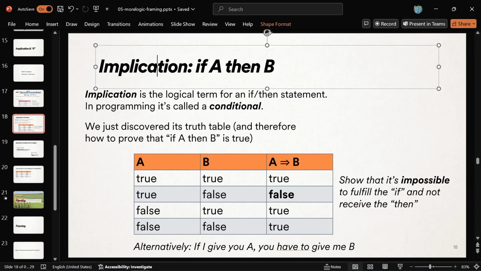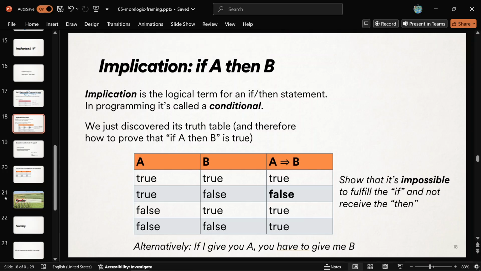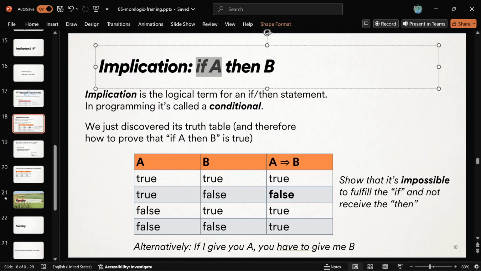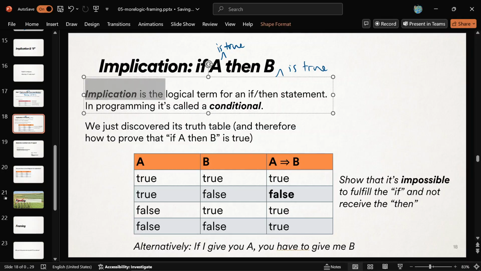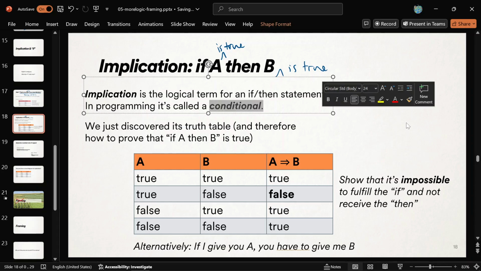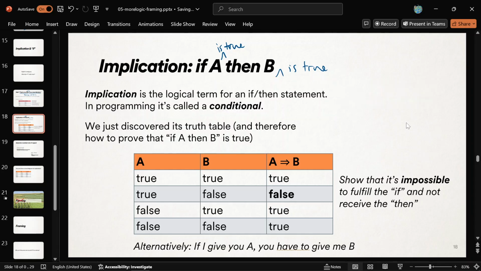It's called implication. It's just short for an if-then in logic. If something is true, then some other thing is true, right? So it's a logical if-then. Think of it this way: if A is true, then B is true. That's kind of what it's saying in shorthand. So it looks like this, this little arrow thing. It's also called a conditional. It's called implication, all right? It's an if-then statement. It's called a conditional in programming, but it's more or less the same idea, all right?